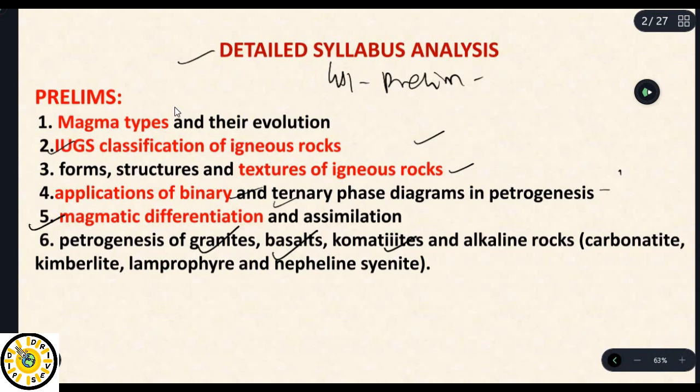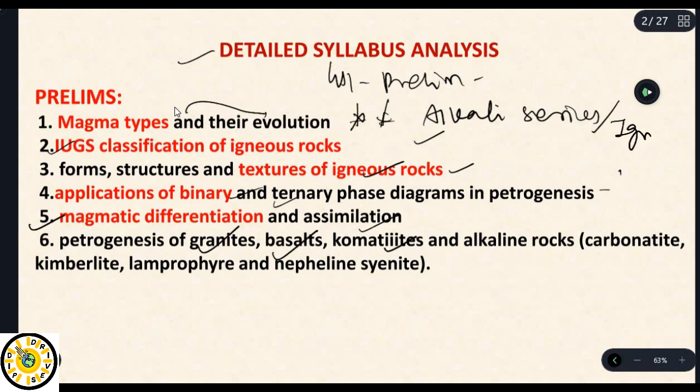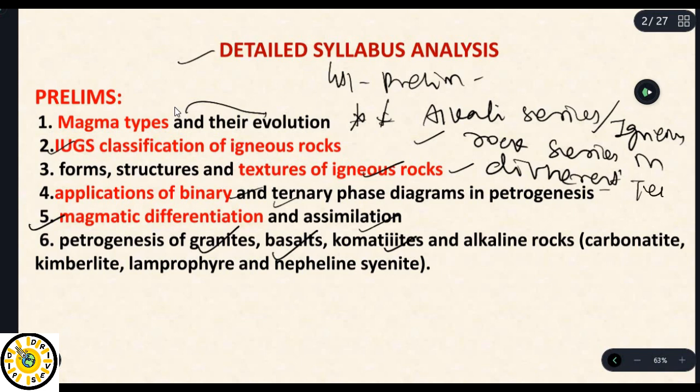This part is really important: magmatic differentiation and assimilation, texture, and some of the classification. Magma types and their evolution are really important, that is the alkali series or igneous rock series, not only the alkali part, but the igneous rock series associated with different tectonic settings.